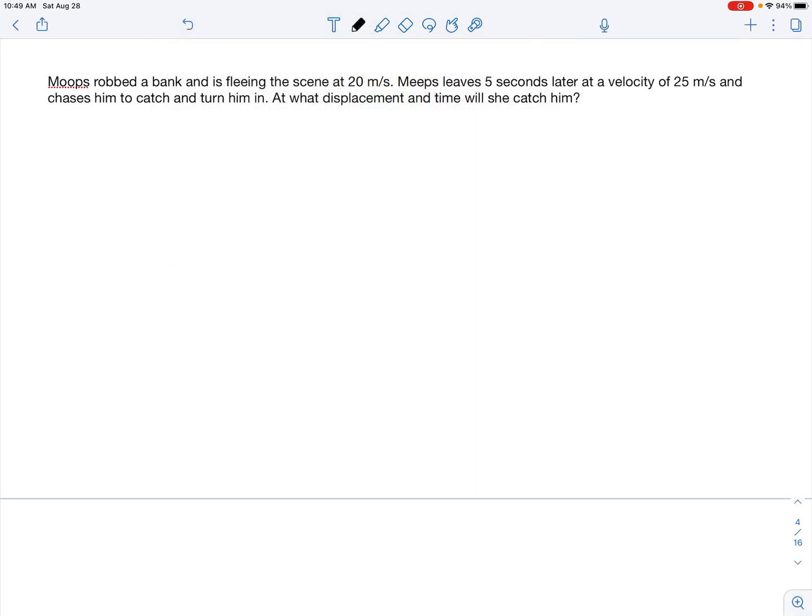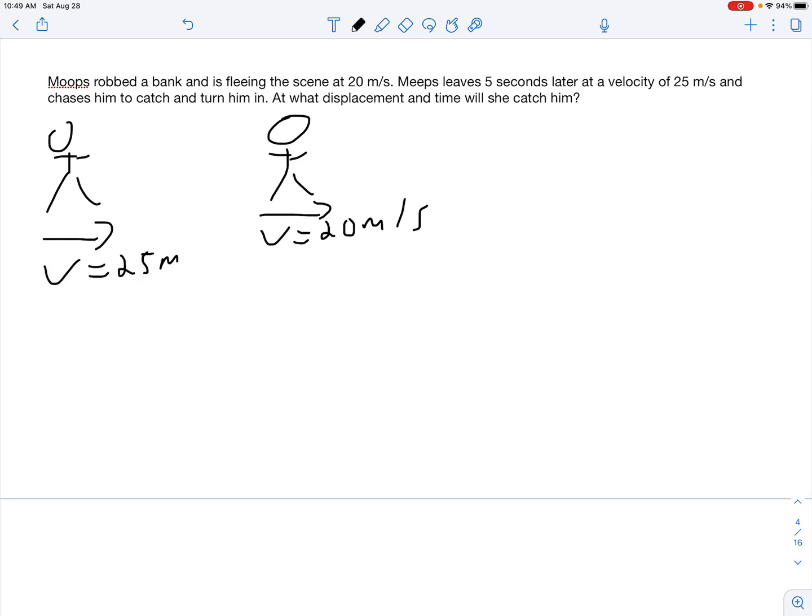So we're going to say he starts first. He is running this way at 20 meters per second. She is going to start here going at 25 meters per second, and her time is 5 seconds later. So I'm just going to write that here. 5 seconds later. Once again, I'm trying to find the displacement and the time. I'm going to do the same thing as I did last time. Actually, I'm going to write this 5 seconds up high. I'm just labeling it. She is 5 seconds later. I'm going to draw an arrow to her.